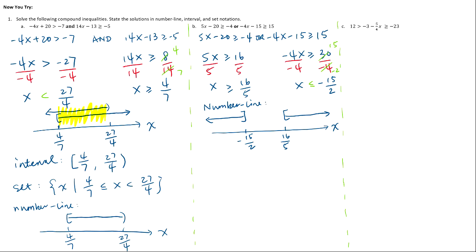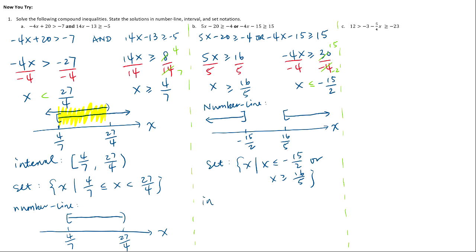And with this information, we can also write the set notation pretty quickly as two separate inequalities connected by or. Again, I like to write the smaller one first over here. x is less than or equal to negative 15 over 2, or x is greater than or equal to 16 over 5. That's how we write it out.